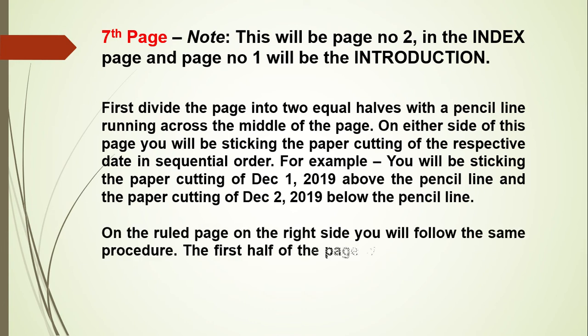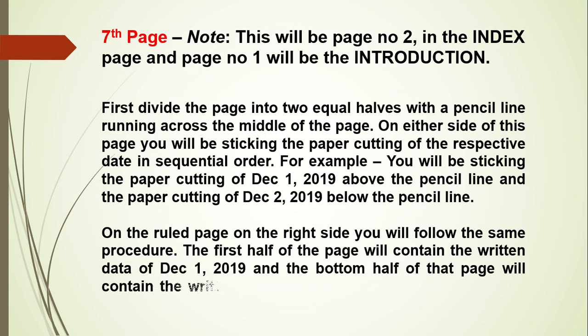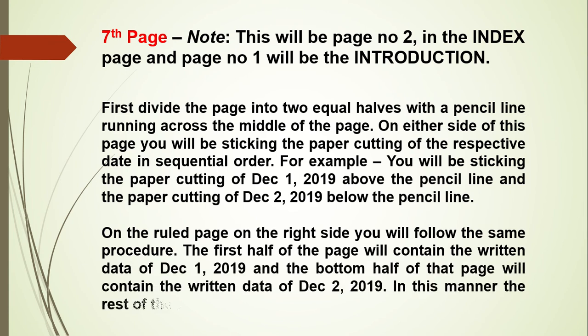Now on the ruled page, which is on the right side, you will follow that same procedure. The top half of the page will contain the written data of December 1, 2019, and the bottom half of that page will contain the written data of December 2, 2019. In this manner, the rest of the project will continue.